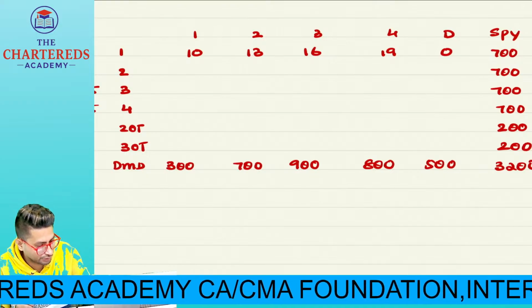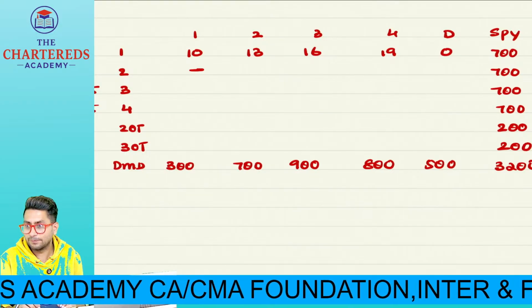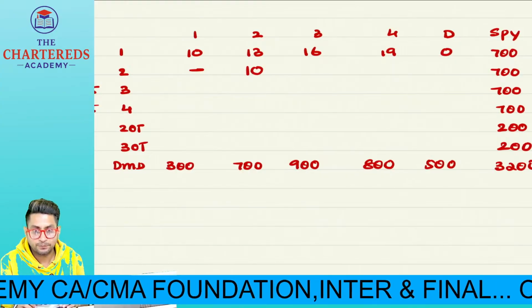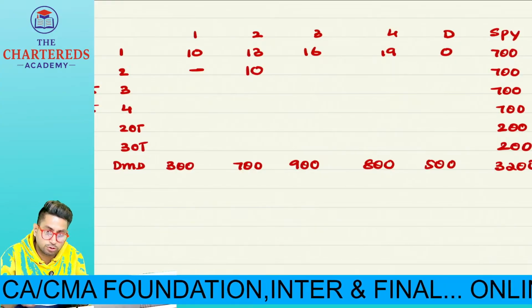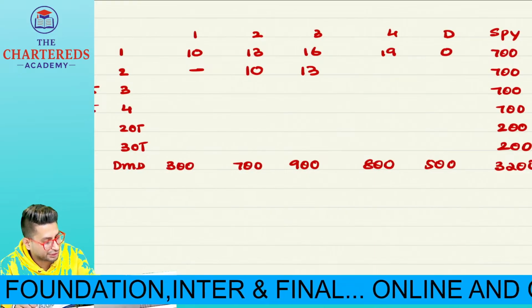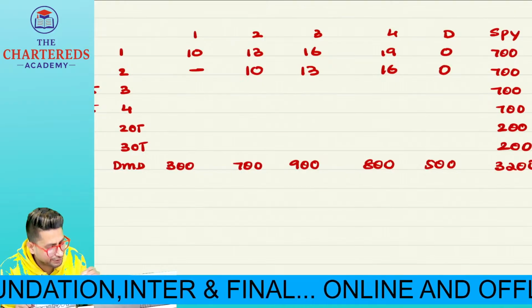That is what. So here it will be nothing, 0. Second week of production in second week will cost how much? 10. If I carry forward this to third week, I need to spend another 3 rupees. It will become 13. Here it will become, dummy will be 0.